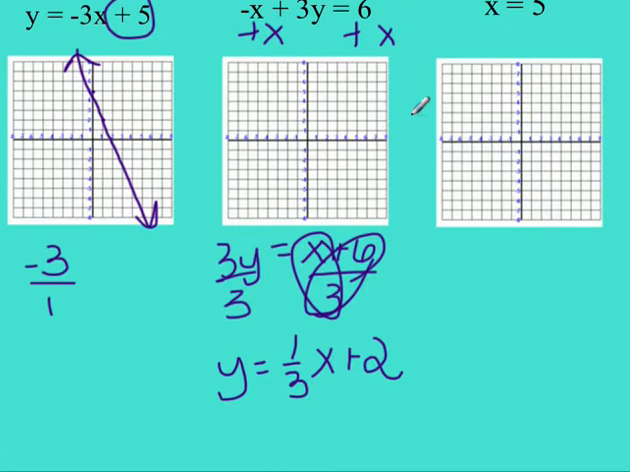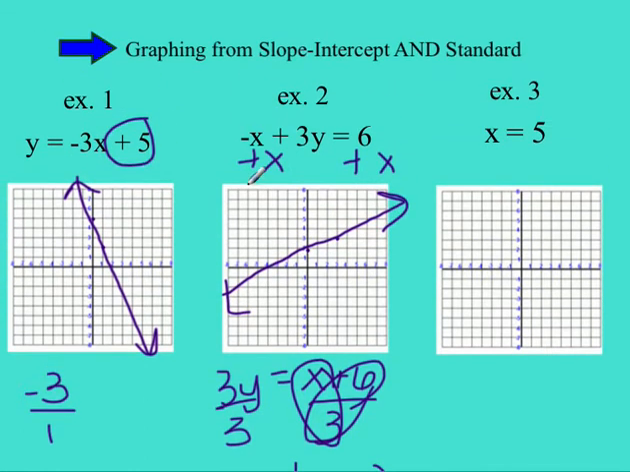So I'm crossing the y-axis at 2, so I'm going to plot that point. Then my slope is 1/3, so I'm going up 1 and over 1, 2, 3, and plotting that point. Then I can connect those, and voila, I have my line.